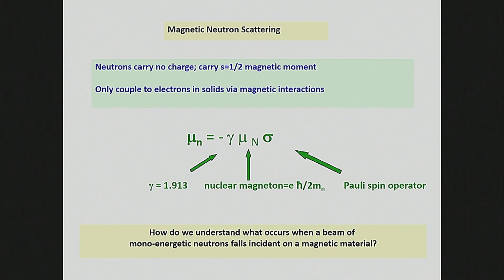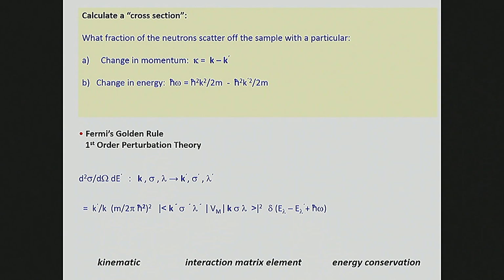And the electron's much lighter than the neutron, so it's a bigger magnetic moment. So this is a pretty small magnetic moment, but it doesn't matter. It's still a magnetic moment. Okay. And so what's going to happen when we bring a neutron in proximity to a magnetic solid?